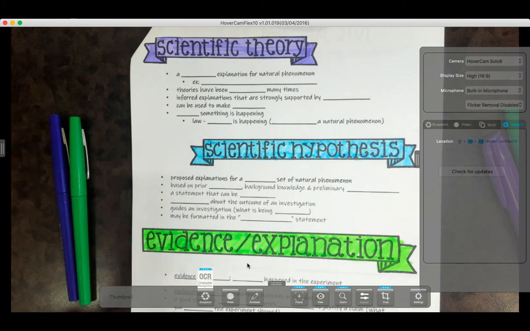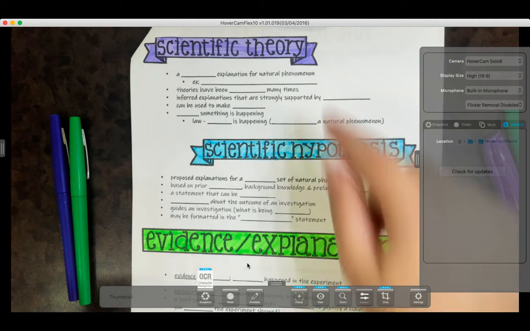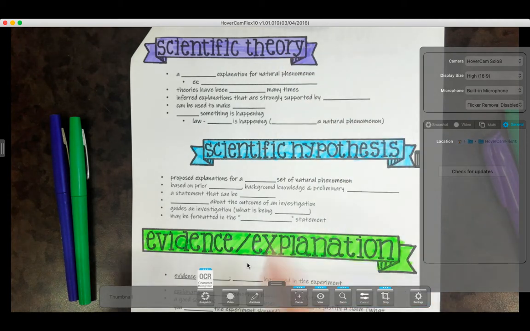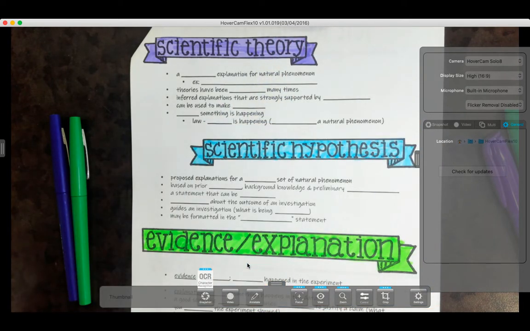Alrighty, let's go ahead and get started with page 5 of our experimental design notes. You're going to see these three main categories. We're going to start with the scientific theory.